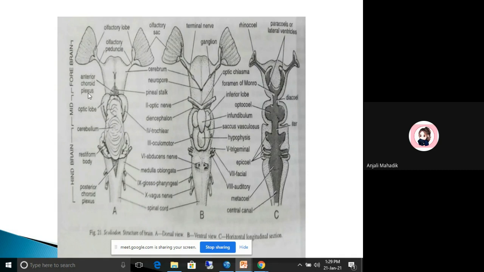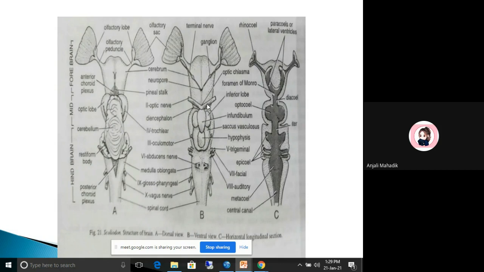There are two choroid plexuses, one anterior and one posterior. One is the roof of the diencephalon and one is the roof of the medulla oblongata. These two choroid plexuses, anterior and posterior, secrete cerebrospinal fluid. Then on the ventral surface of the diencephalon, there is a cross of nerves.